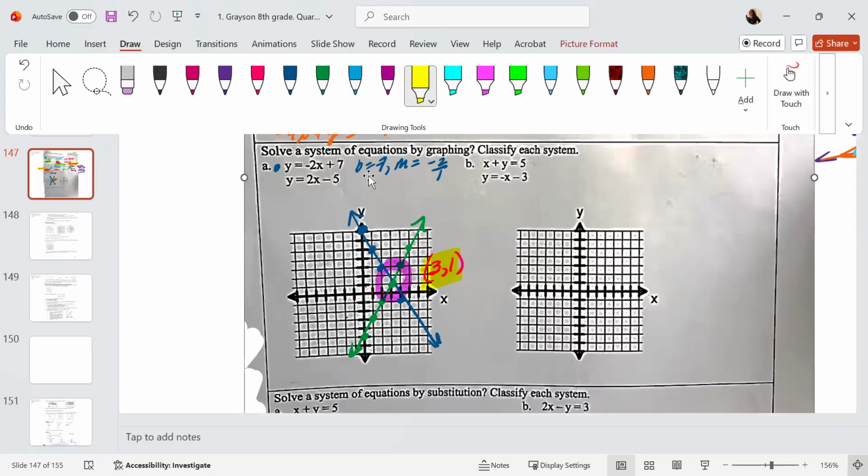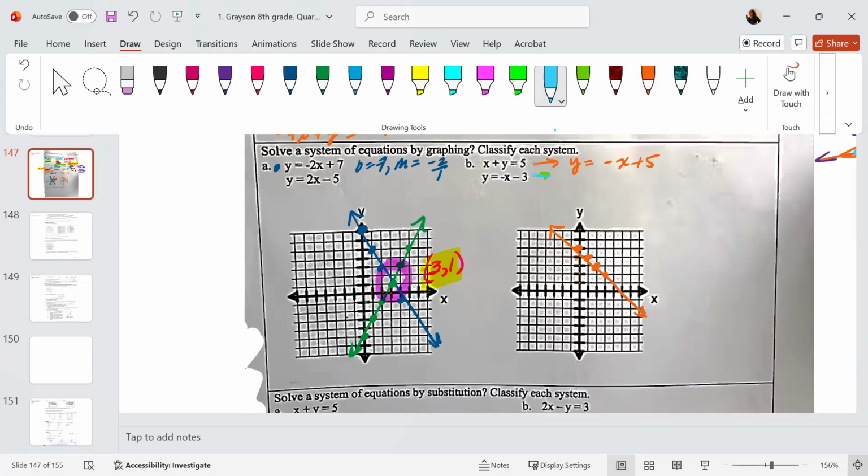Okay, so then I'm going to move on to the next part, which is B. But if you look at B right here, I'm going to stop you for just a second. Do you notice how the first one's in standard form? You've got to rewrite it so it's in y-intercept form. So then we start at 5. 1, 2, 3, 4, 5. Down 1 over 1, down 1 over 1, down 1 over 1. So here's your line for the first equation.